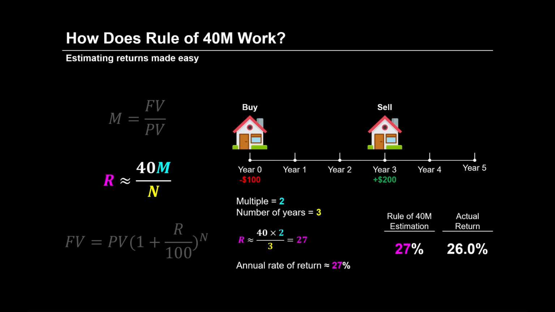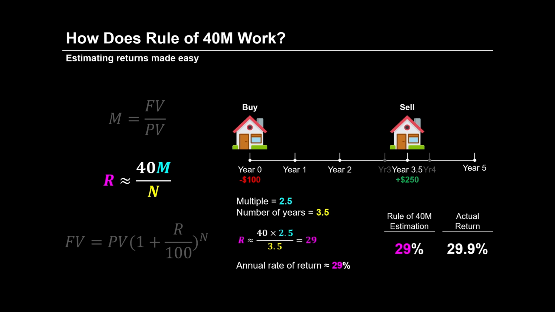As I've shown before, the rule of 40M works for the multiple of 2, 3, and 4. And it also works even if the multiple and the number of years is not a whole number. In this case, where you sell your house at $250 after 3.5 years, the return would be estimated at around 29%, pretty close to the actual return of 29.9%.